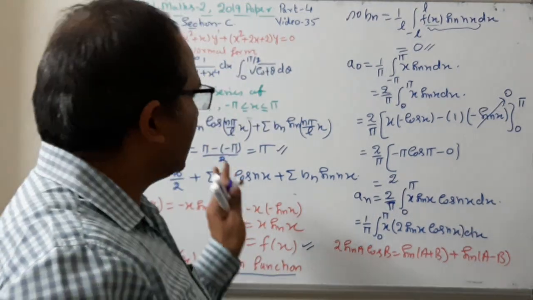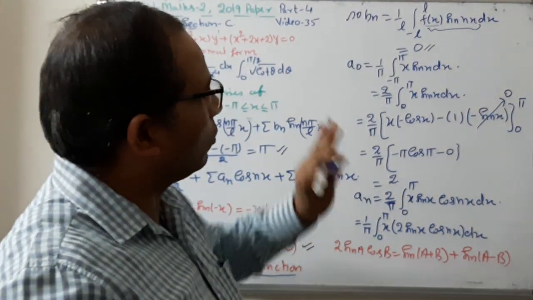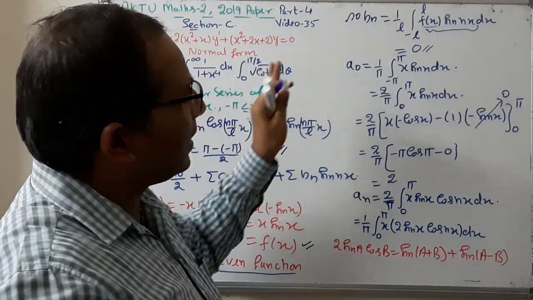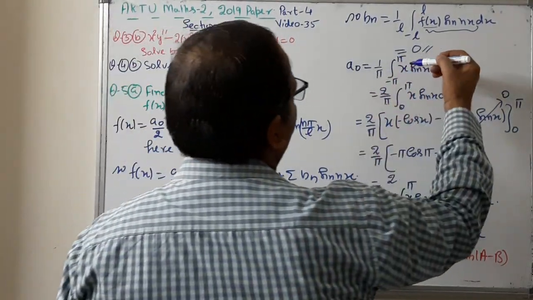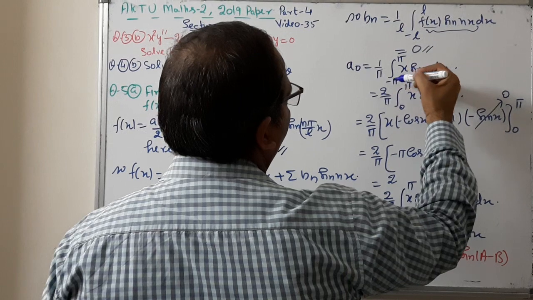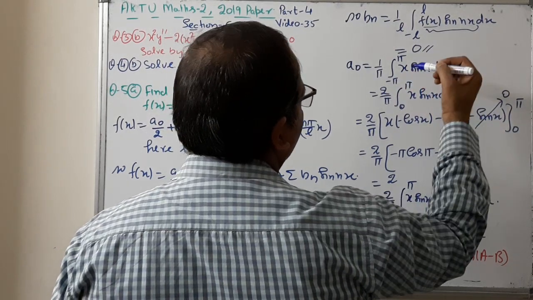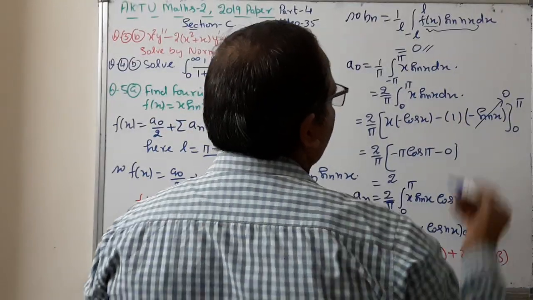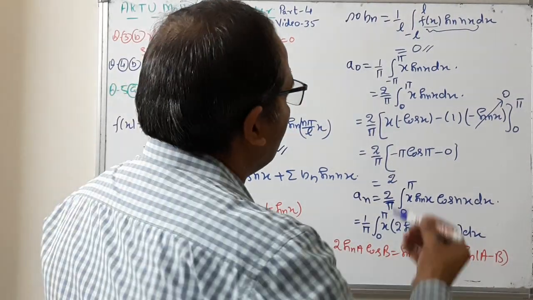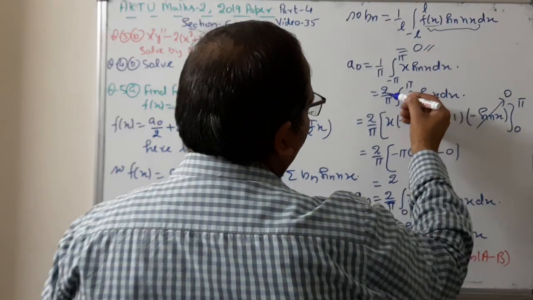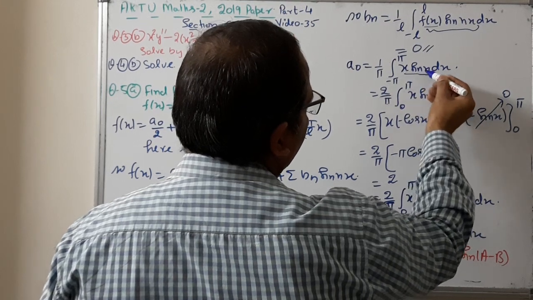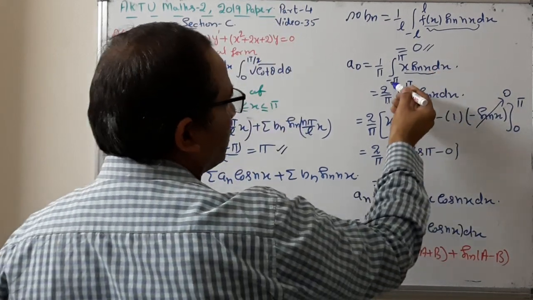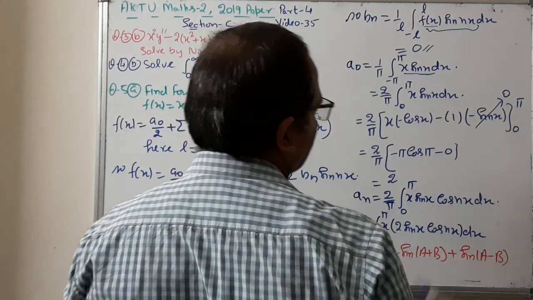So if the function is even, we always get bn equal to 0, and if the function is odd, we write a naught and an equal to 0. Now comes a naught. The value of a naught is equal to, putting L equal to pi, 1 upon pi, integral from minus pi to pi of f(x) dx, and the value of f(x) is x sin x, right? And then we write 2 times this, because the function is even: x is odd and sin x is odd, so the product is even. So write 2 upon pi, integral from 0 to pi of x sin x.